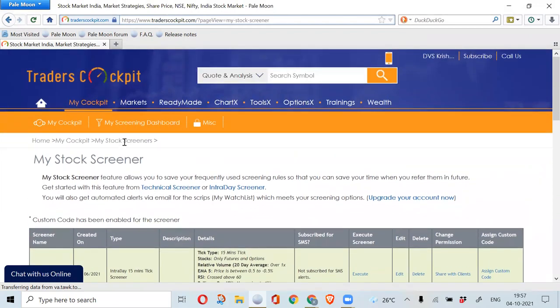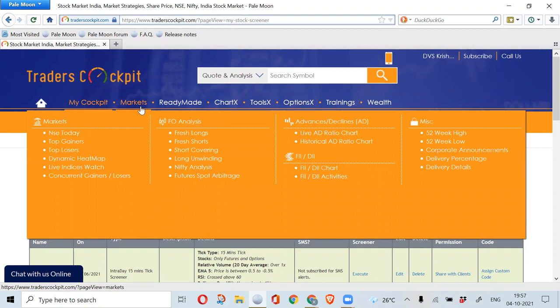So now let us go into filtering the stocks according to the movements. First of all, the first thing that we have to look at is to understand the direction of the market, the broader outlook, how the market is moving. We go to the market segment where you can see the list of top gainers, top losers, dynamic heat map, and live indices watch. These are all the charts that you can find here in the market segment.